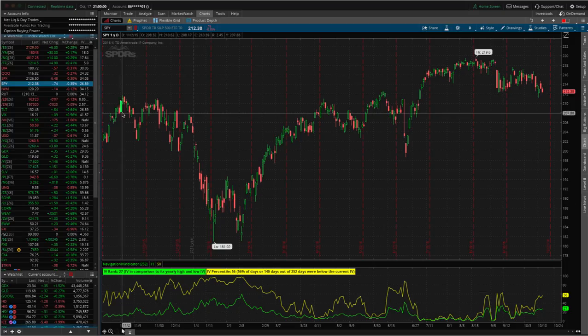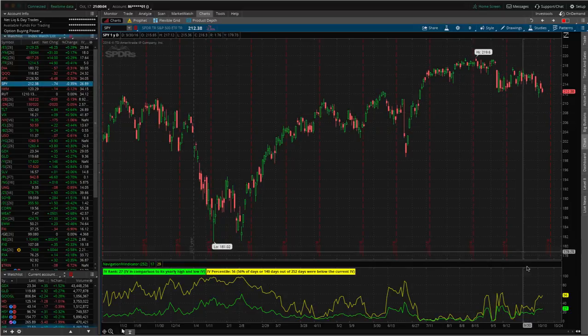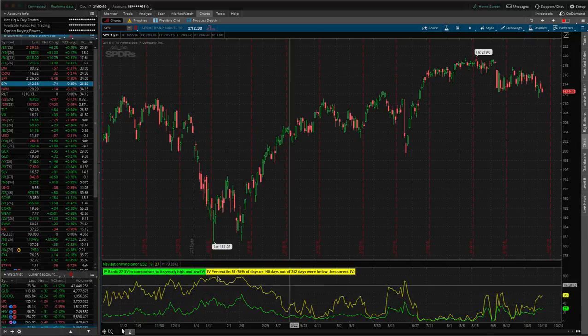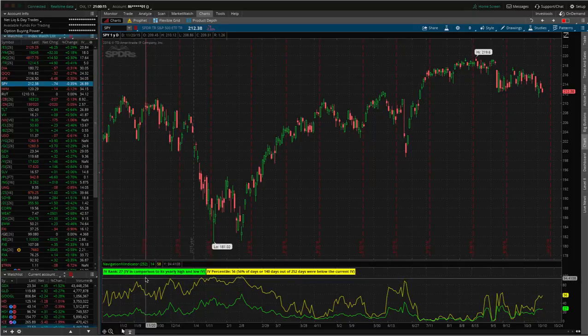So here's a chart of SPY, and you can see the indicator that I use down here to measure volatility. We've got two lines. One measures the IV rank, which is just the comparison of the implied volatility compared to its yearly high and yearly low. And then IV percentile, which means the percentage of days out of the 252 trading days that it was below the current IV.